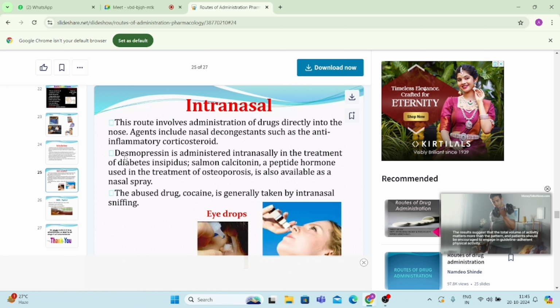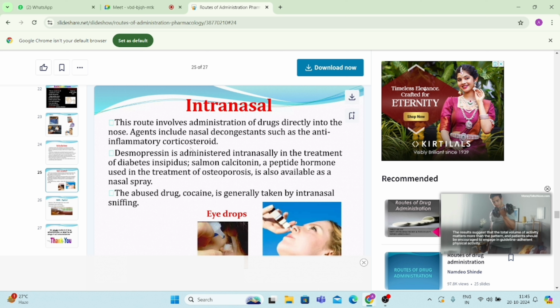So one is desmopressin and the other one is anti-inflammatory corticosteroids. Next, desmopressin is administered intranasally in the treatment of diabetes insipidus. And next is salmon calcitonin, a peptide hormone used in the treatment of osteoporosis.